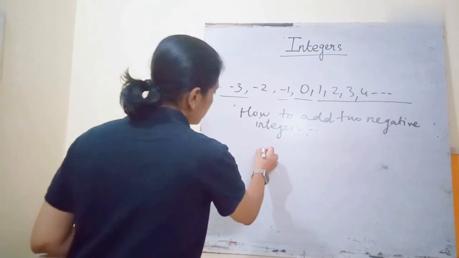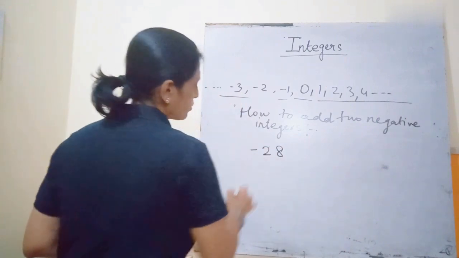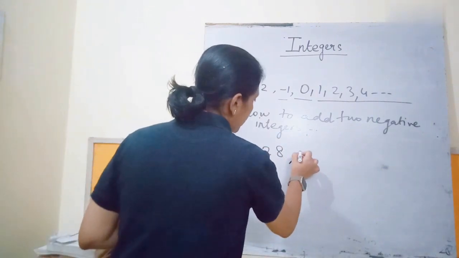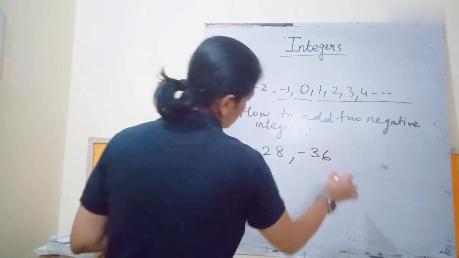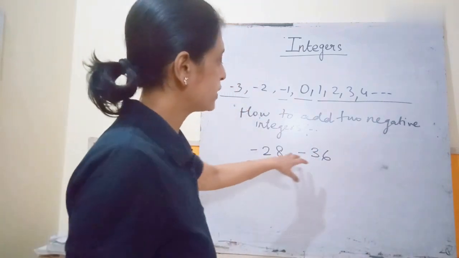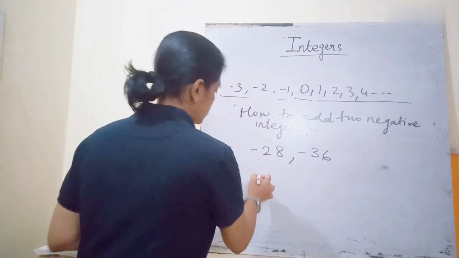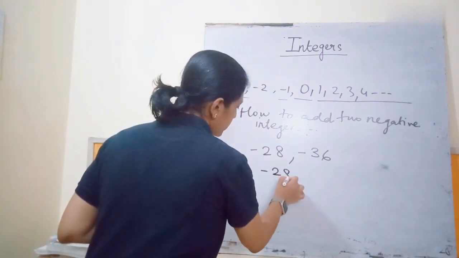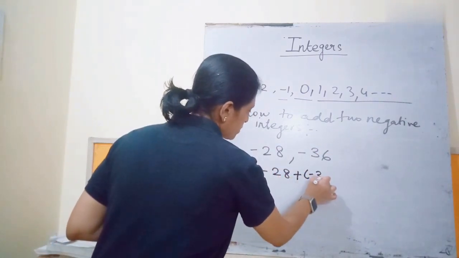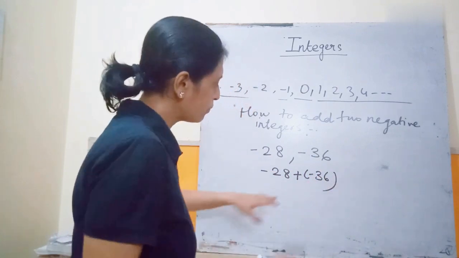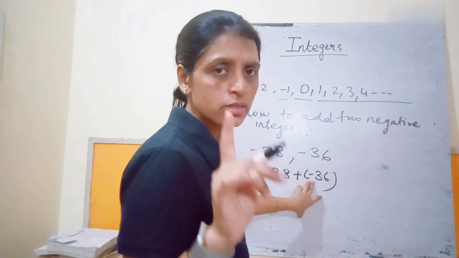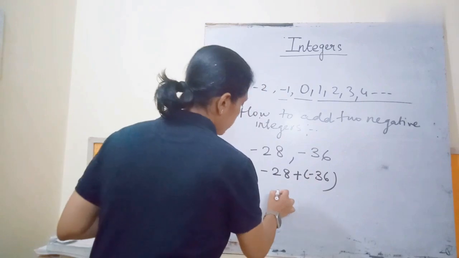Let's suppose both are negative integers. I am taking minus 28 and minus 36. I have to add minus 28 to minus 36. Okay. So minus 28 plus minus 36. Okay. That's plus minus always becomes minus.